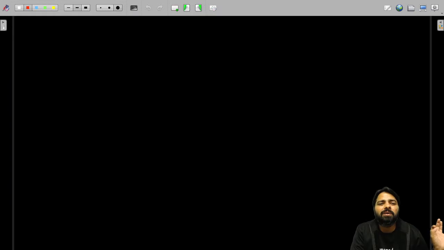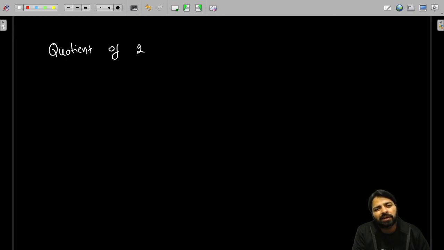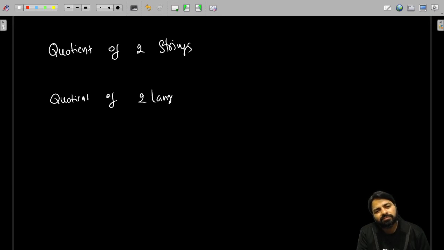Before that, let me explain what the quotient operation is. The quotient of two strings is different. There is a left quotient and a right quotient. We always follow the right quotient here. The quotient of two languages is different. First focus on strings, then you go for languages.